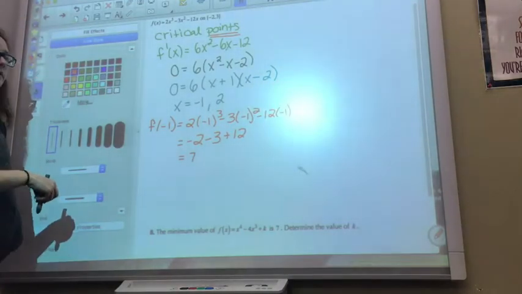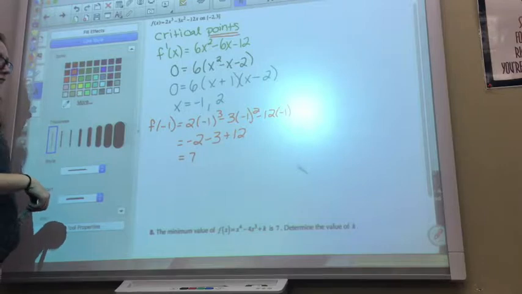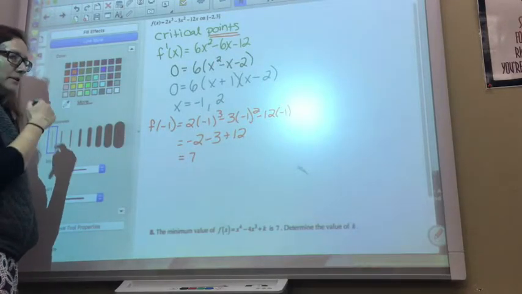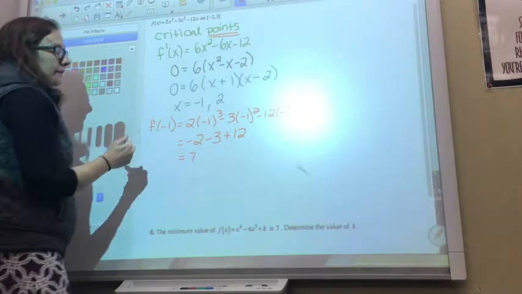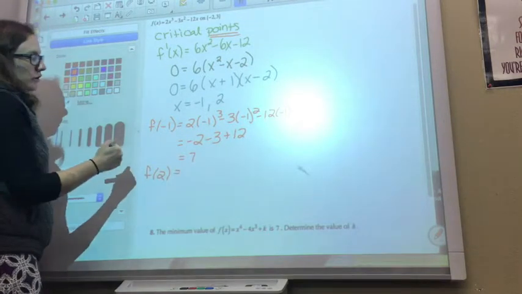Oh, yeah, that's negative 1. I did it in the order that made my life better, not worse. I just didn't see the negative in front of the 2, so I was like, isn't it 12 plus 2? Fair enough. Okay, let's throw in 2 to find our other critical point.